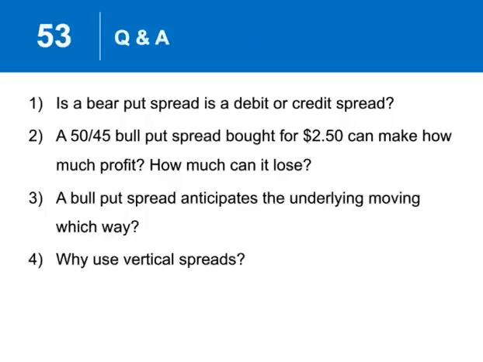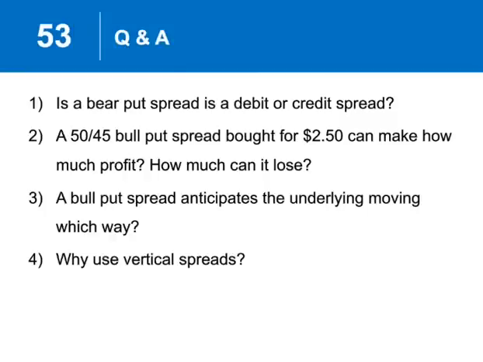So before we wrap up, a couple more questions for you on these last two verticals. Is a bear put spread a debit or a credit spread? A bear put spread is a debit spread, because in the bear put spread, we're buying the higher price strike and selling the lower price strike. A 50-45 put spread bought for $250 can make how much profit? Well, the difference between the strikes is $5. We paid $250, so the most we can make is $250, and the most we can lose is the $250 debit we paid for the spread.